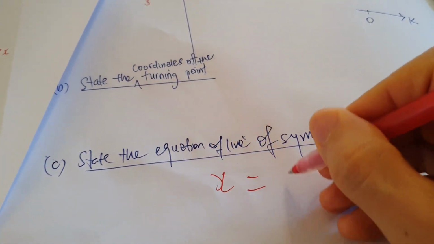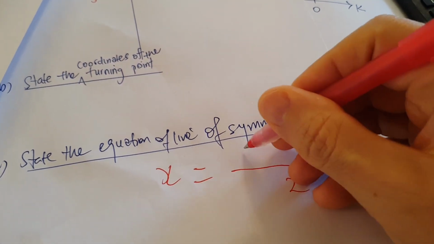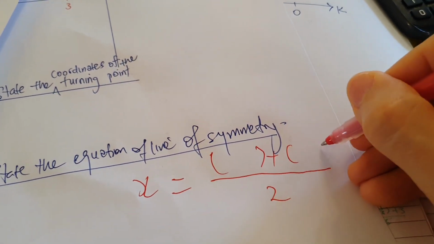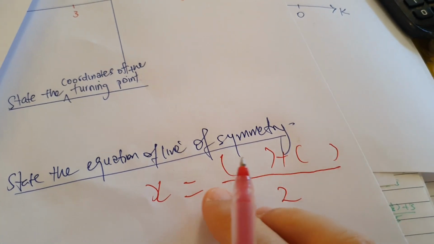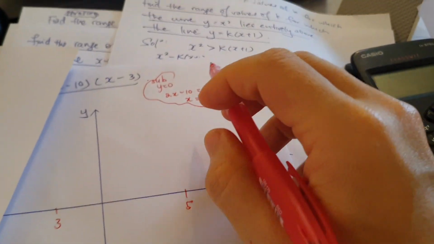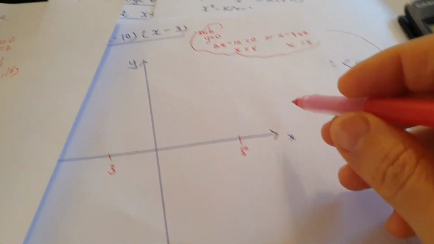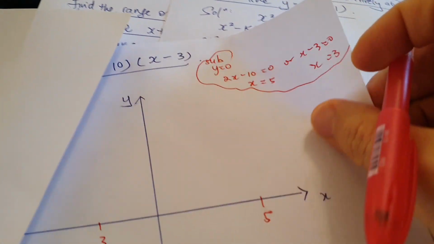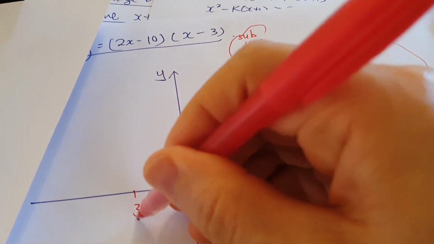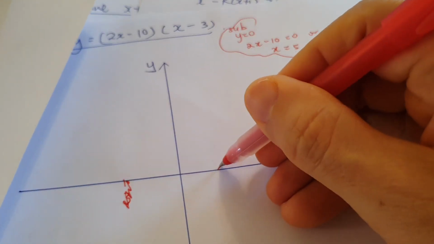So line of symmetry, very simple. The formula is just something plus something divided by 2. Whenever you want to find the middle value of two things, you plus, not minus, you plus, and then these are the two values you need to sub in, okay? Did I label wrongly? Yeah, sorry, how can 3 be here? Sorry about that, 3 is here.